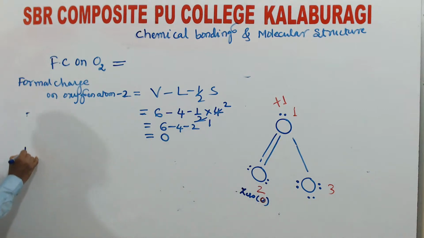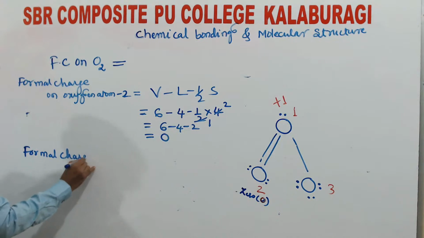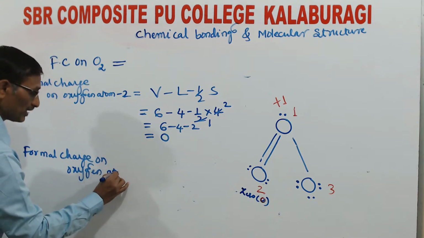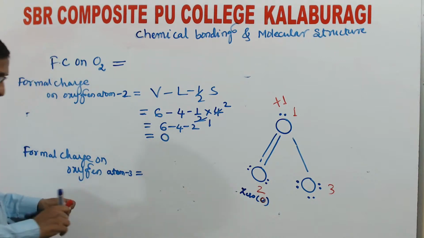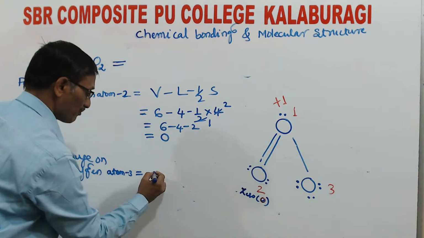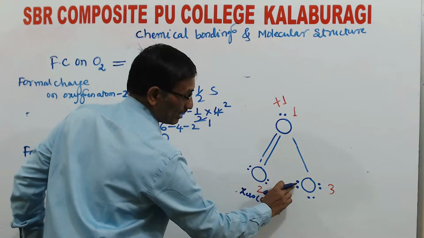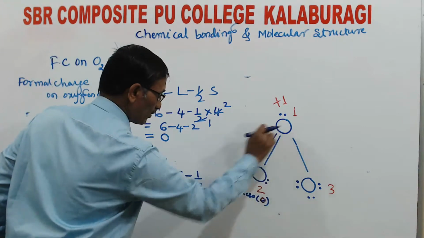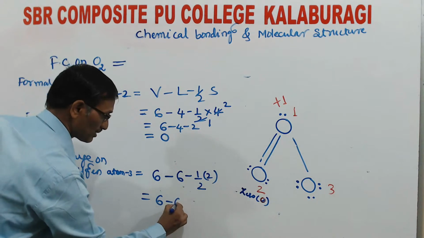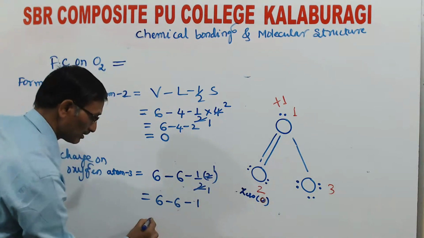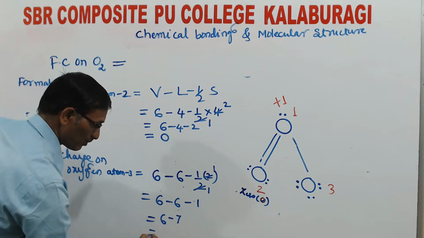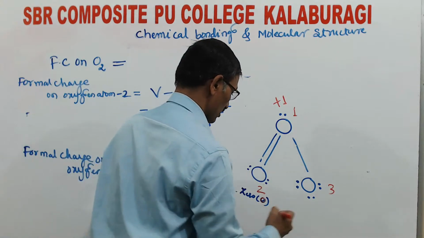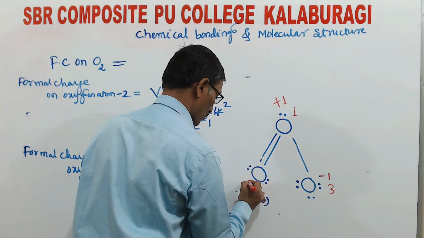Coming to the formal charge on oxygen 3, the third oxygen atom. Again V, valence shell electrons, everybody knows for oxygen is 6, minus lone pair electrons, 1, 2, 3, 4, 5, 6 are there, minus 1 by 2 of the shared pair electrons, 1, 2. Now 6 minus 6 minus 1, that is 6 minus 7, equal to minus 1. If you are not seeing the minus 1, we can write it better.